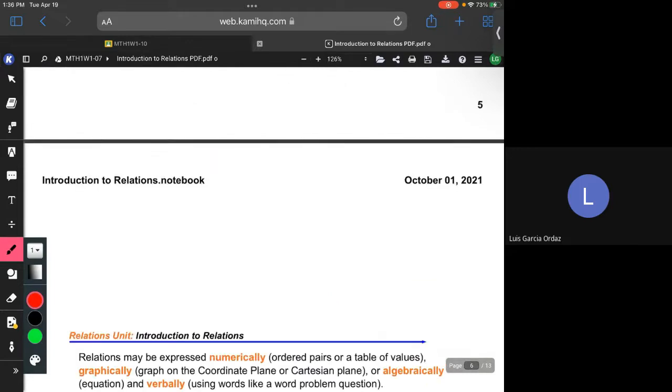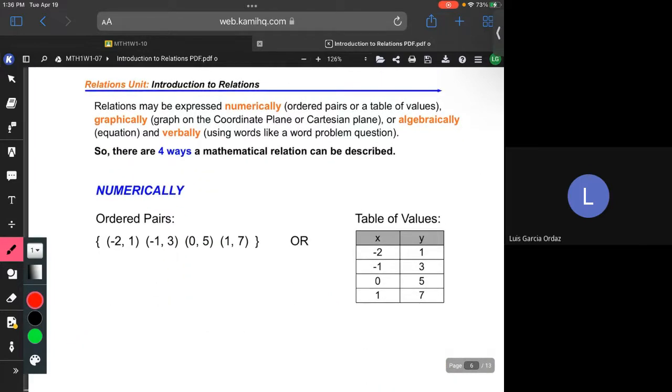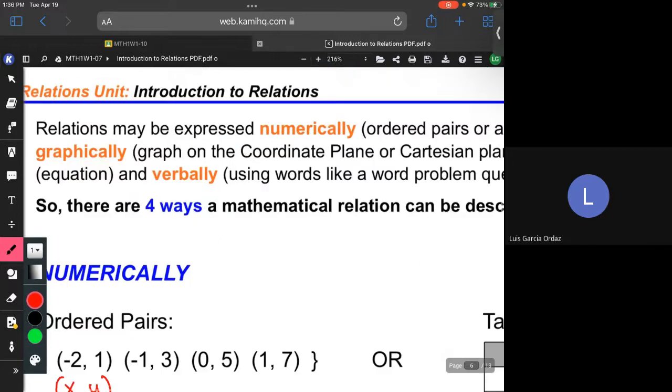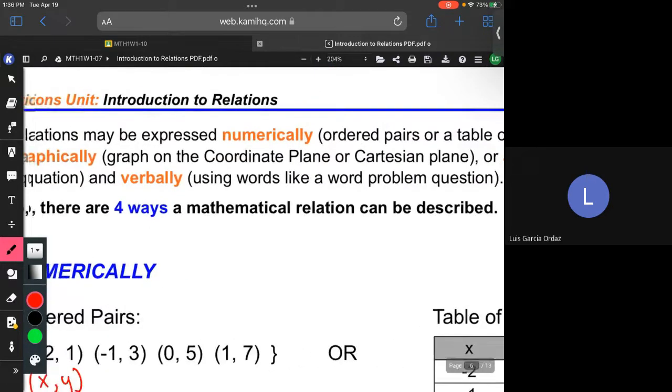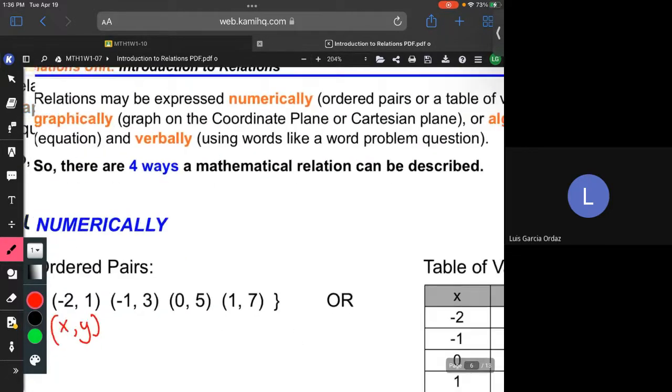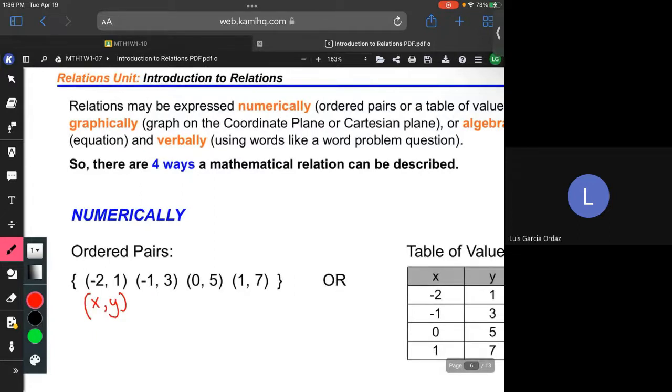So relations can be expressed numerically through our coordinates. Remember, when we have our coordinates, what comes first, x or y? So this is on my x-axis and the y-axis. Okay, so x comes first, then y. We can also represent it graphically through a graph. We can represent it as an algebraic equation, which we have learned about already. And we can represent it verbally using a word problem.